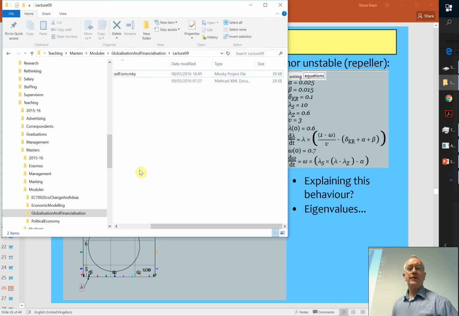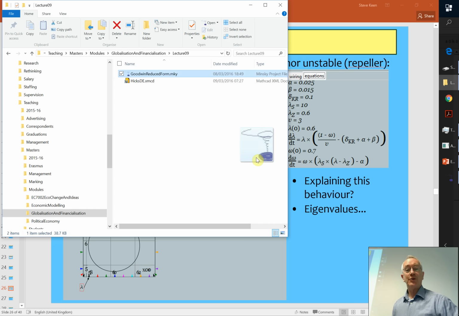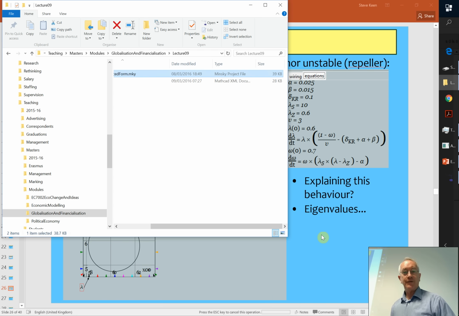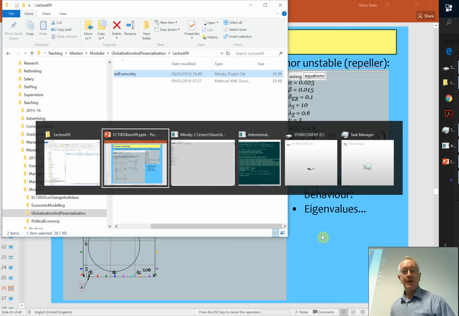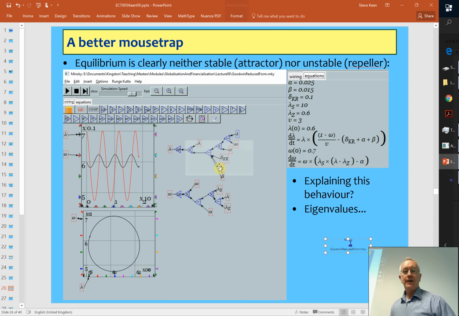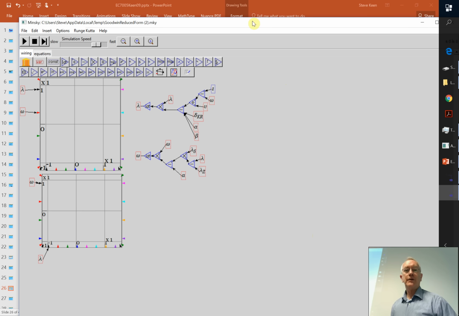I've lost my mouse, this portable mouse, and I've got a terrible short-term memory. I've dropped the thing somewhere, and I haven't been able to find it, so I've got to use the mouse built into the keyboard here. It's not quite as good. Okay, let's see. Okay, so there's the Goodwin model. By accident I've loaded it.